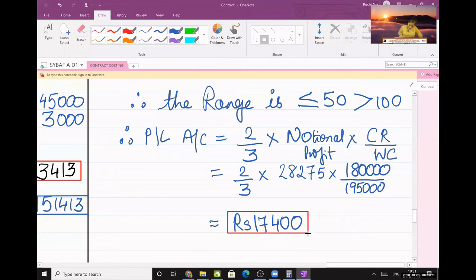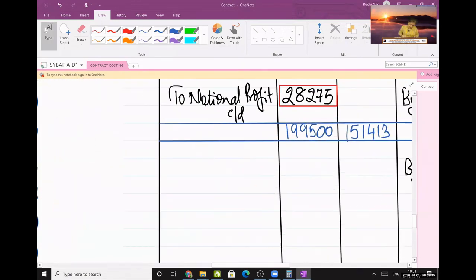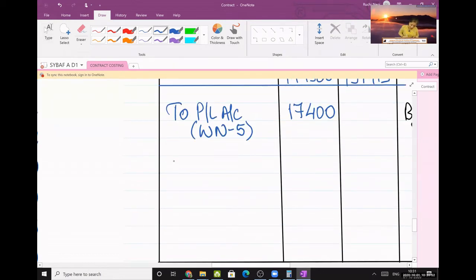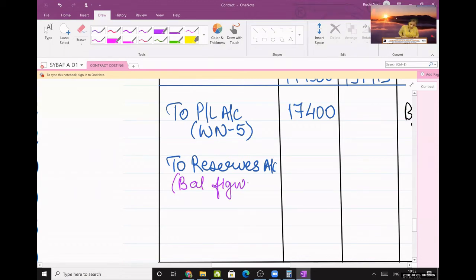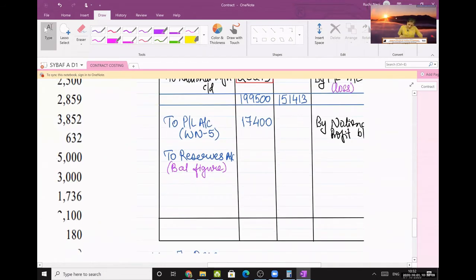मेरे P&L में जाएगा. This will go to my P&L account 17,400 and balance will go to reserves account students. Yeah, Pragati, very good. Even she has calculated 17,400. यहाँ लिखो. To P&L account. And please write here working note number 5, 17,400, and balance will go to reserves. So write here to reserves account, and mention your balancing figure.